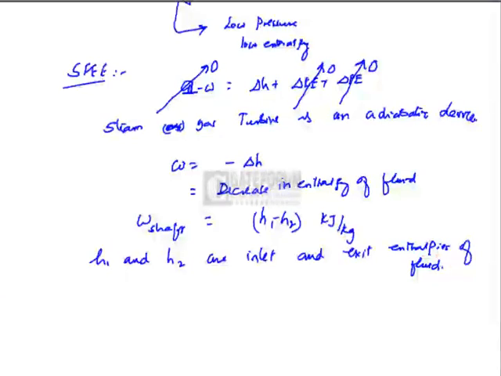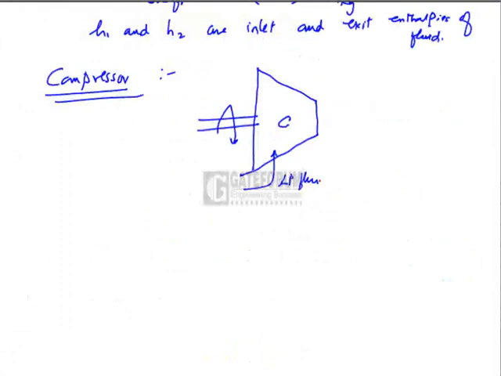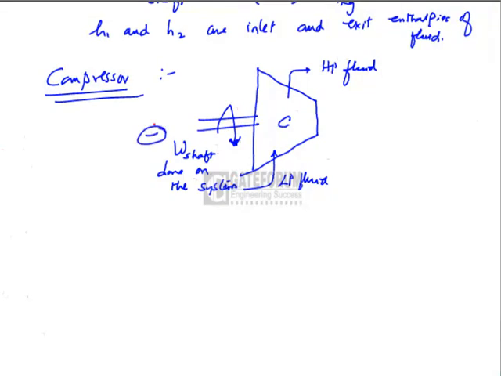Considering next example of compressor, which is also a steady flow device. A compressor is the steady flow device in which a low pressure fluid is compressed to a high pressure fluid by the shaft work done on the system, which is negative according to the sign convention of work transfer.